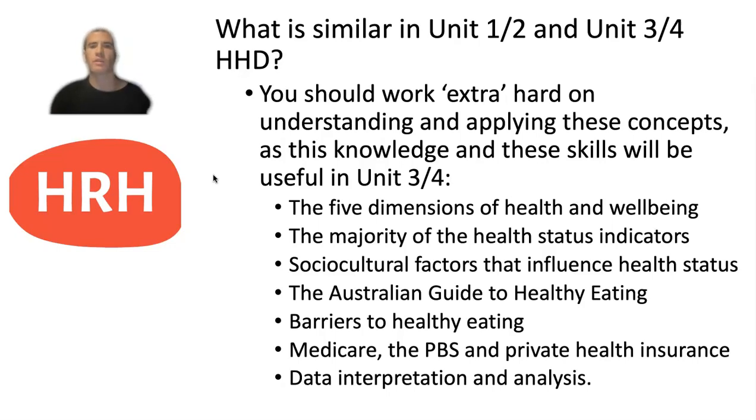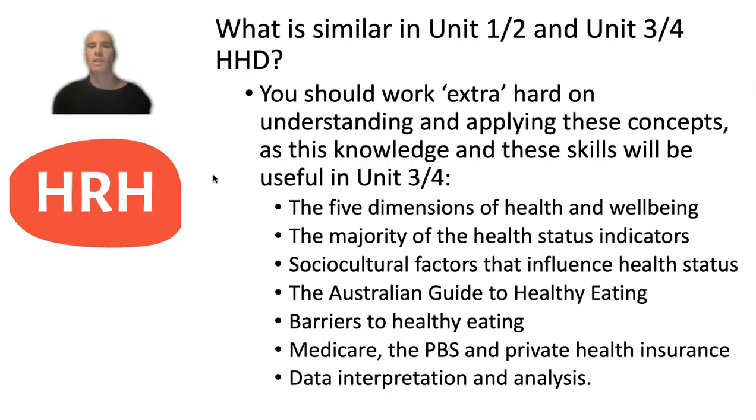The 5 dimensions of health and well-being that are covered in Unit 1-2, obviously physical, emotional, social, spiritual, and mental. Make sure that you know those really well and examples of those quite thoroughly, because that continues to be relevant throughout Unit 3 and 4. So that's definitely some content and a skill that you'll need to make sure you're really on top of in Unit 1-2, and that'll really benefit you in Unit 3-4.